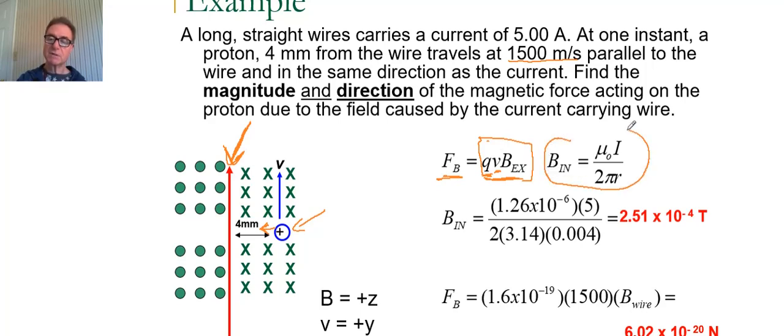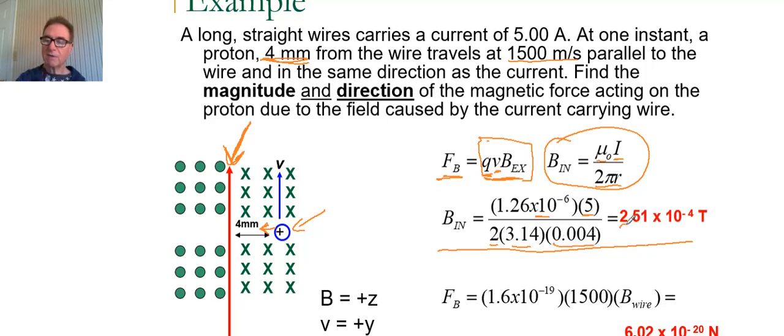From that, we're going to use this equation here. The magnetic field due to that current carrying wire is mu times the current in the wire divided by 2 pi r. The proton is 4 millimeters from the wire, so that's what we're going to use as the radius, the distance from the wire, so we can figure out the strength of the magnetic field 4 millimeters from that wire. We plug everything into this equation: the value of mu 0, the current in the wire, which is 5 amps, and then 2 times pi times 4 millimeters.